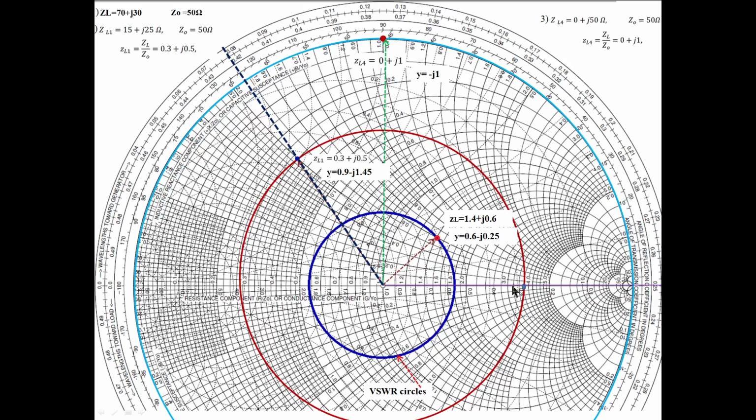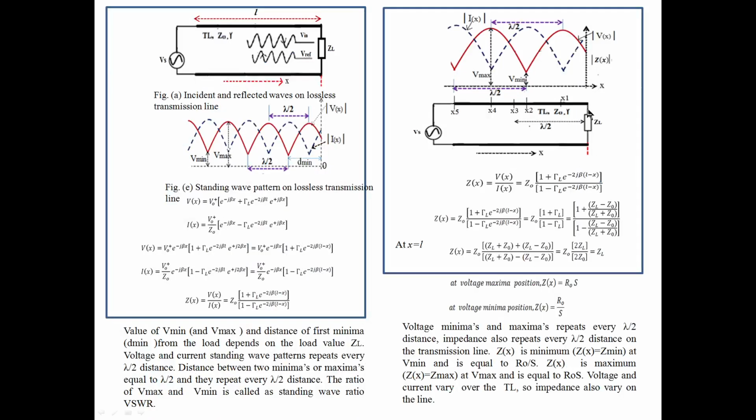See, in the earlier problem, the load was here, but now the load is here, so the maxima distance is different. Previously it was 0.058, because the load was here previously. Right now I have taken this load, so automatically that maxima distance is different for the particular load here. So like that we can read at what distance the first maxima is. As we move like this, at what distance the maxima is, we can easily identify from the Smith chart.